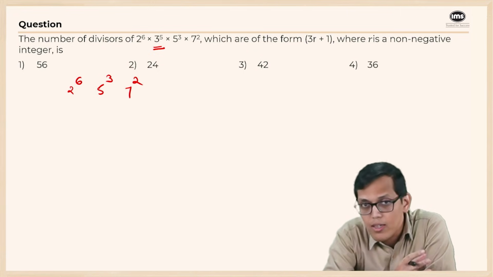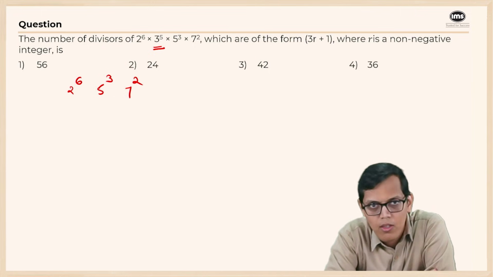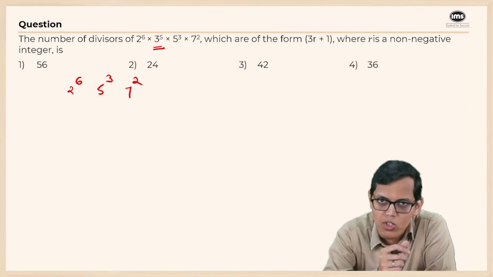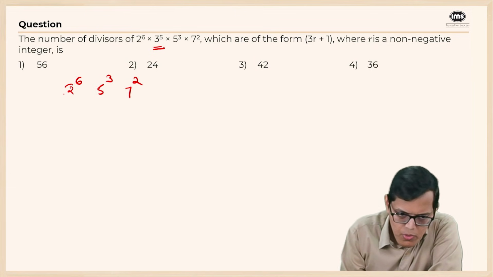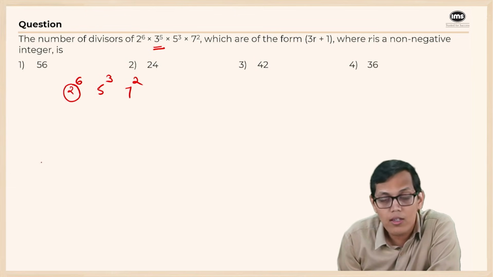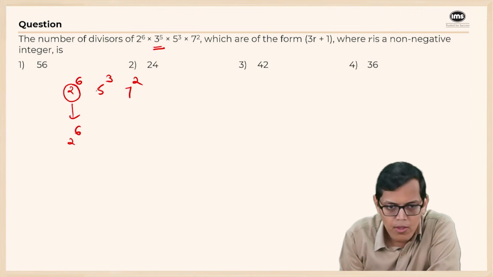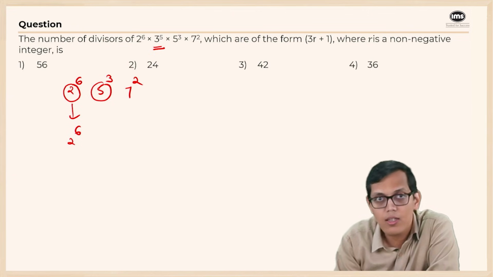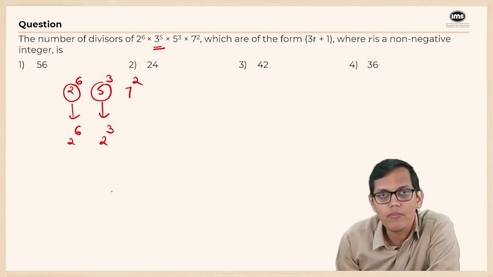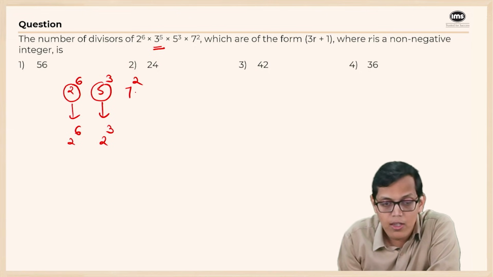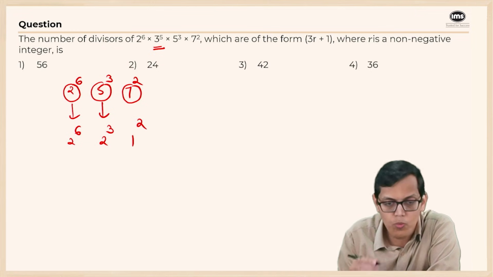But not exactly everything will leave a remainder 1 only. They might leave a remainder 2 as well. So we'll have to work with various combinations. We want exactly 1 remainder. Let's focus on 2. 2 when divided by 3 leaves remainder 2. So this is fine as 2⁶. But 5 when divided by 3 leaves remainder 2. So this can be rewritten as 2³. 7 when divided by 3 leaves remainder 1. So this can be rewritten as 1².